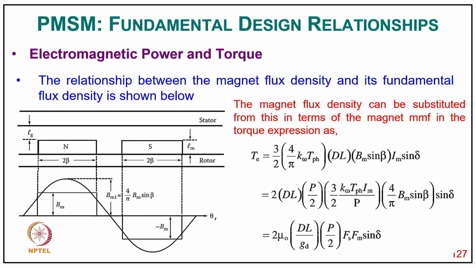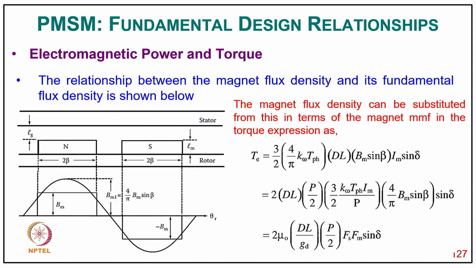So the relationship between the magnetic flux density and fundamental flux density is shown here, as you can see typically in the diagram, and the flux density can be substituted in terms of the magnetic MF in the torque expression: T equal to 3 by 2, 4 by pi, k_w T_ph d l B_m sin beta into I_m sin delta, and that is equal to 2 d l into p by 2 into 3 by 2 k_w T_ph I_m upon p into 4 by pi B_m sin beta into sin delta, and that is equal to 2 mu 0 d l upon g_d into p by 2 into F_s into F_m into sin delta.